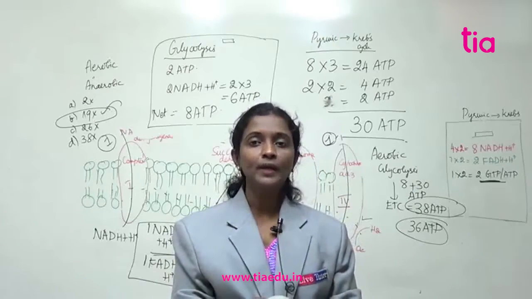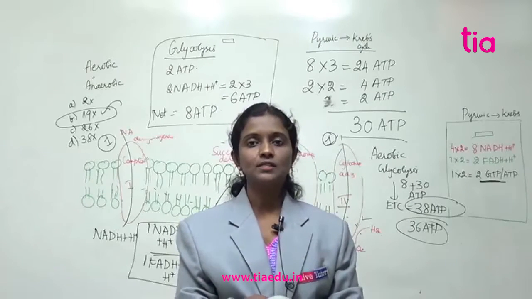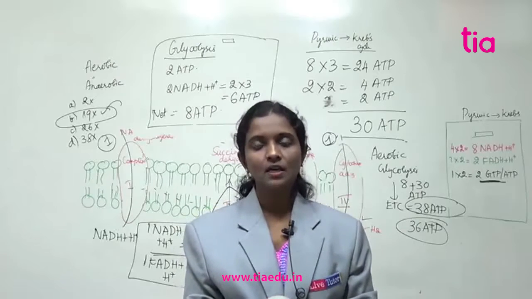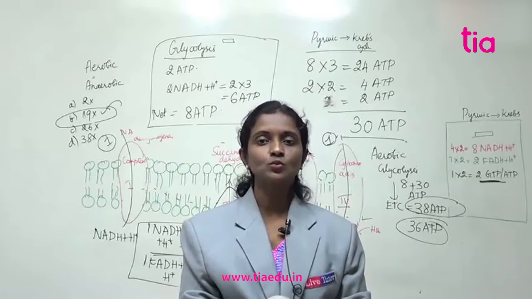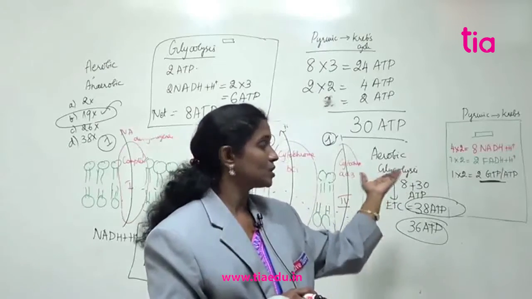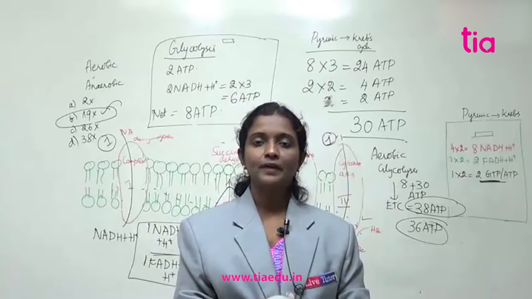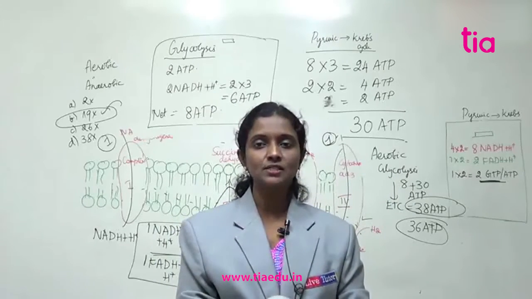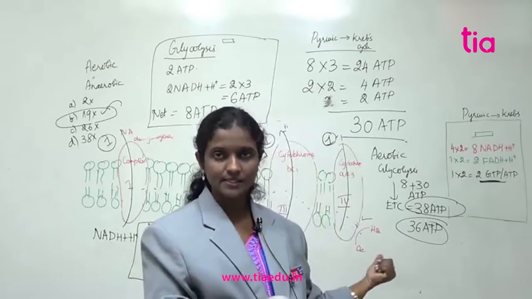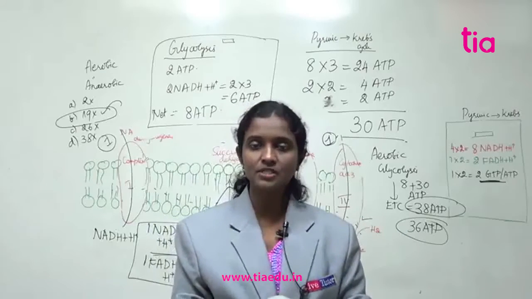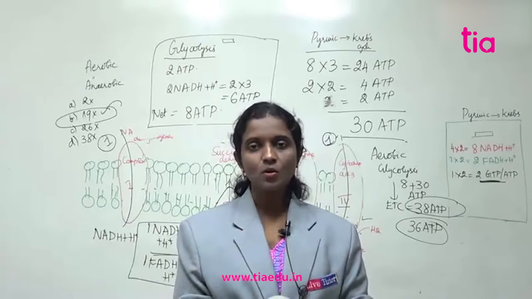So overall only 2 ATPs are received in glycolysis, because pyruvic acid becomes lactic acid. 4 minus 2 is equal to 2, right? So in the glycolysis box we had 4 minus 2 is equal to 2. So 2 ATPs only from glycolysis. So the final output in anaerobic respiration is only 2 ATPs, whereas in aerobic respiration it is 38 or 36 ATP. So the efficiency is 18 times or 19 times.